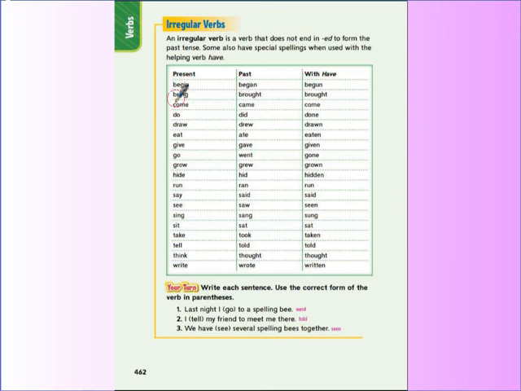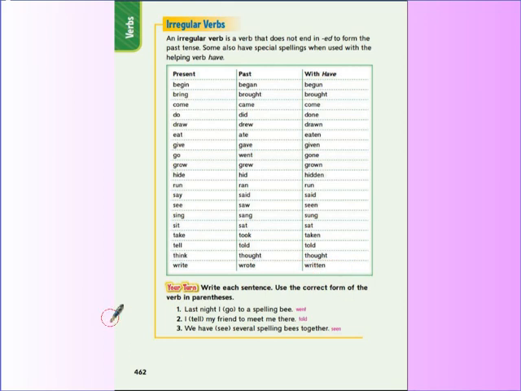Begin, began, begun. Bring, brought, brought. Come, came, come. Do, did, done. Draw, drew, drawn. Eat, ate, eaten. Give, gave, given. Go, went, gone. Grow, grew, grown. Hide, hid, hidden. Run, ran, run. Say, said, said. See, saw, seen. Sing, sang, sung. Sit, sat, sat. Take, took, taken. Tell, told, told. Think, thought, thought. Write, wrote, written.